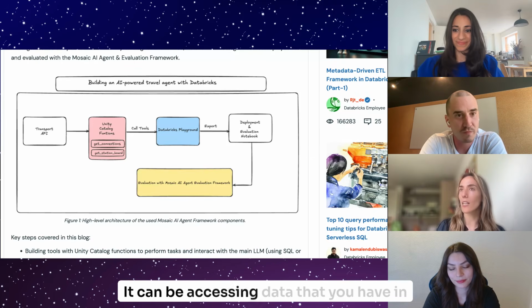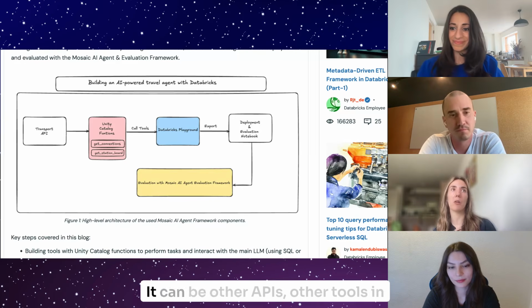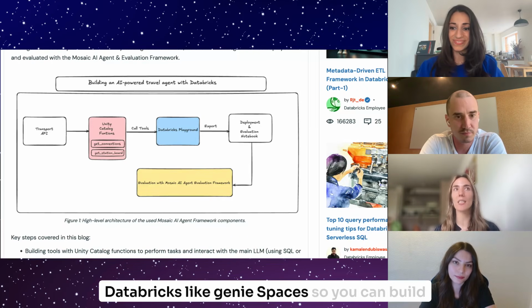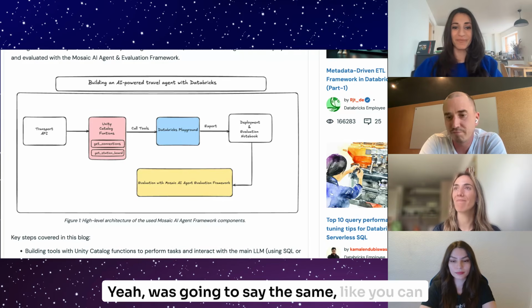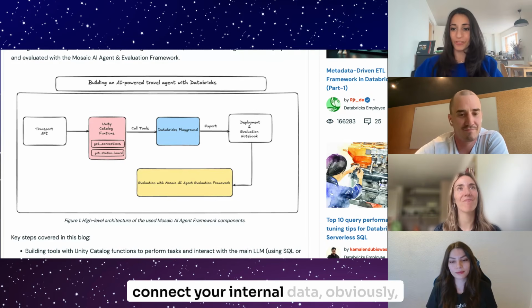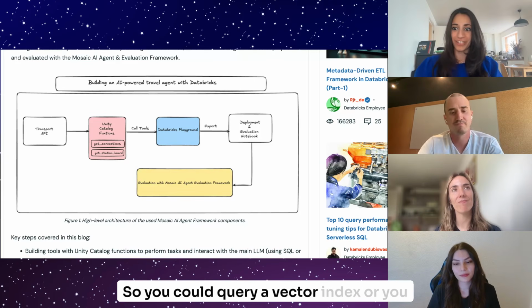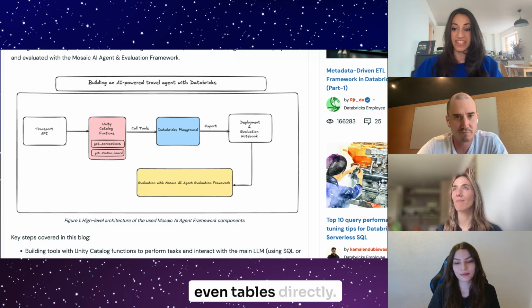So it can be accessing data that you have in Unity Catalog. It can be other APIs, other tools in Databricks like Genie Spaces. So you can build it as complicated as you want. Yeah, I was going to say the same. You can connect your internal data, whether it's structured or unstructured. So you could query a vector index, or you could query, as you say, Genie Spaces or even tables directly.